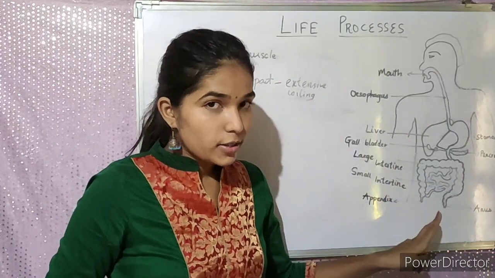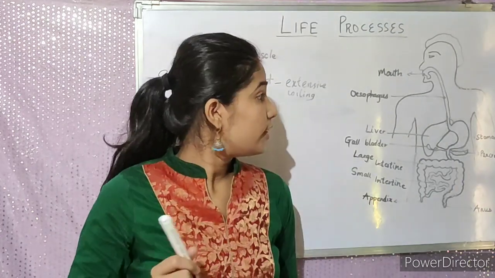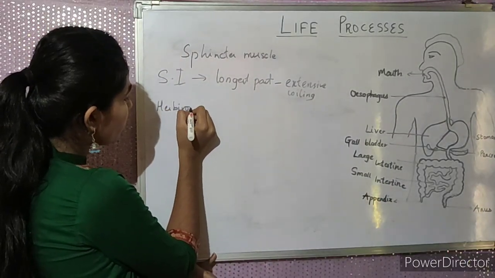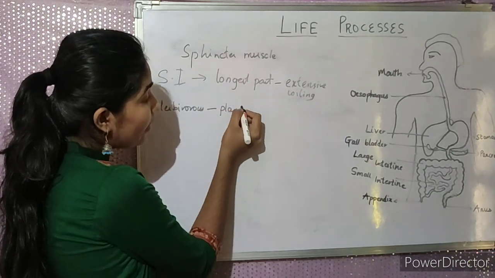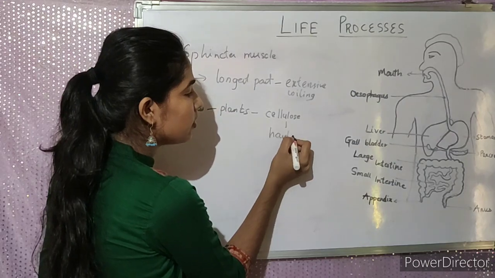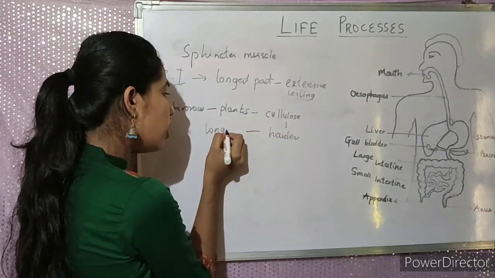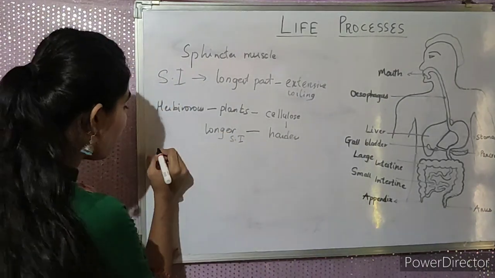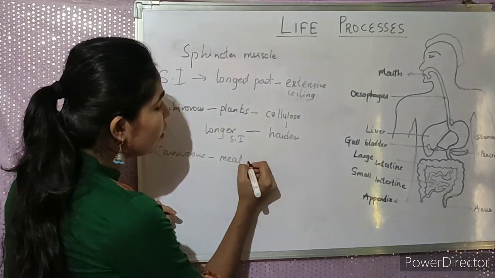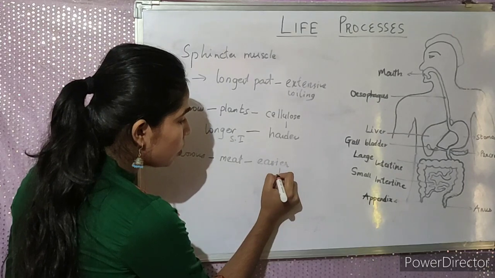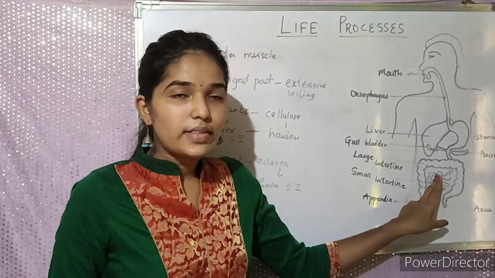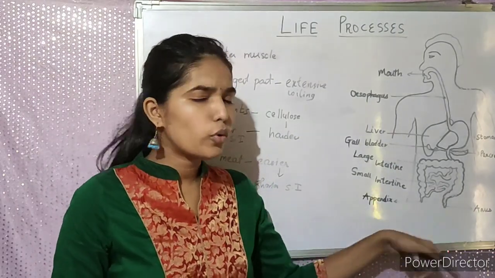Okay, so it is the longest part, and the length of the small intestine differs in various animals according to the food they eat. For example, herbivorous animals, what do they eat? They eat plants which contain cellulose, which is harder to digest. So that's why they require a longer small intestine. And what about the carnivorous? Carnivorous animals, like lion and tiger, eat meat, which is easier to digest. So they require a shorter small intestine. Okay. So this small intestine is the site of complete digestion of carbohydrates, proteins and fats.